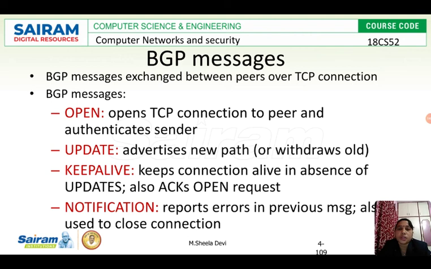Next comes update. The update message helps to advertise the path between the nodes. Then keep alive. The keep alive message informs the other nodes in the autonomous system that I'm still alive. And the last message is notification. The notification message helps to report any error, and also to close the connection once the communication is done.